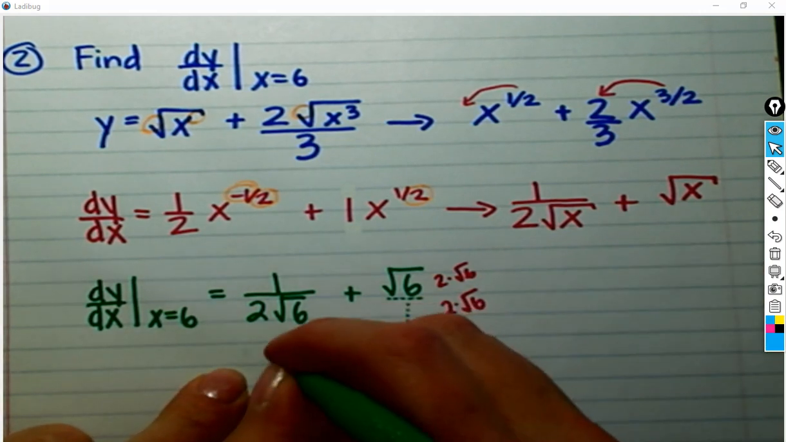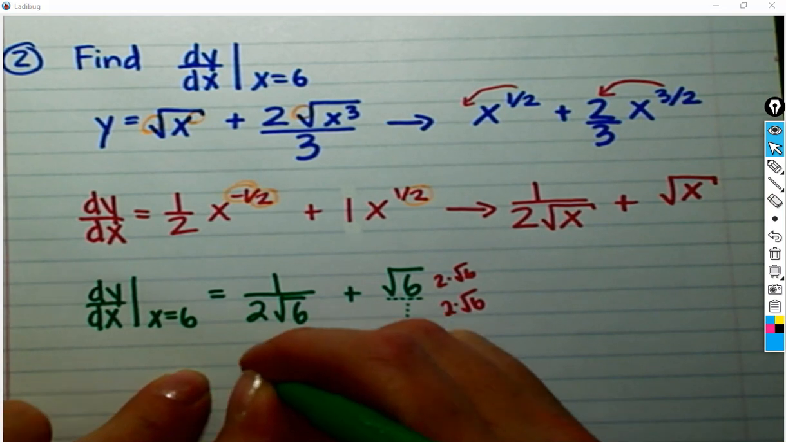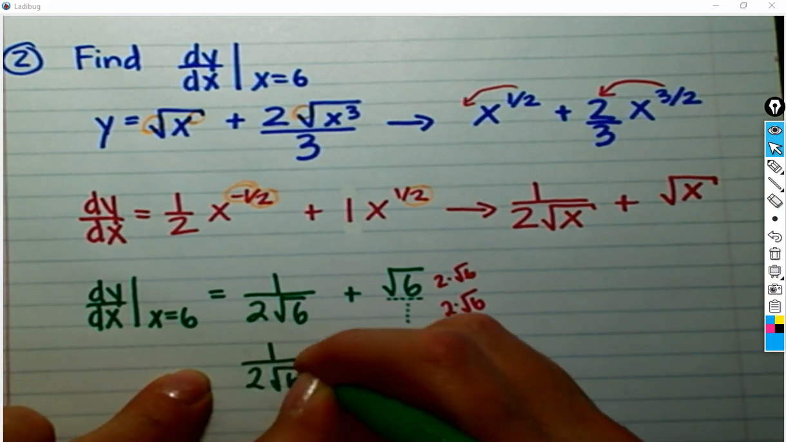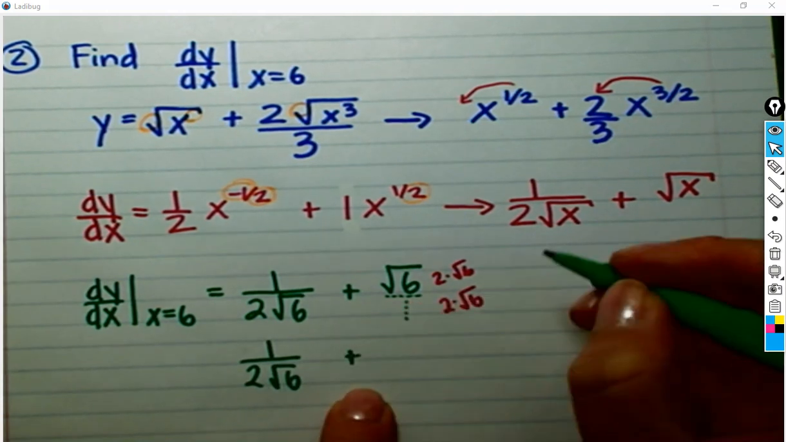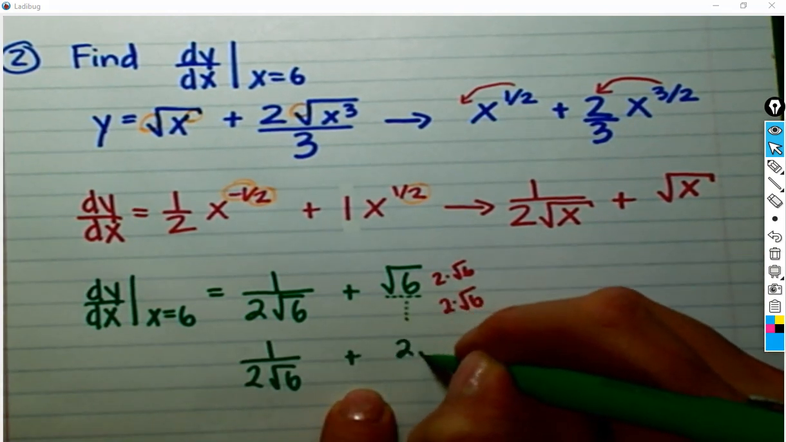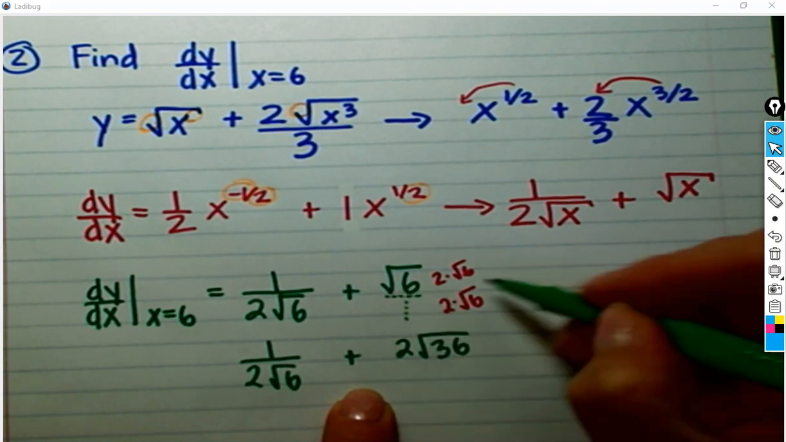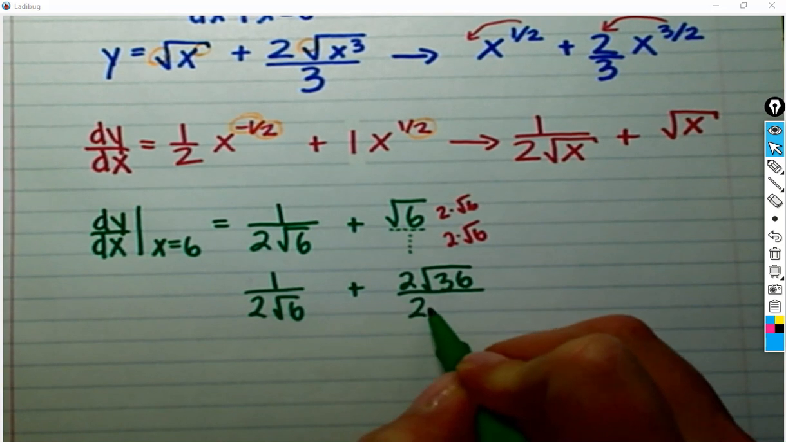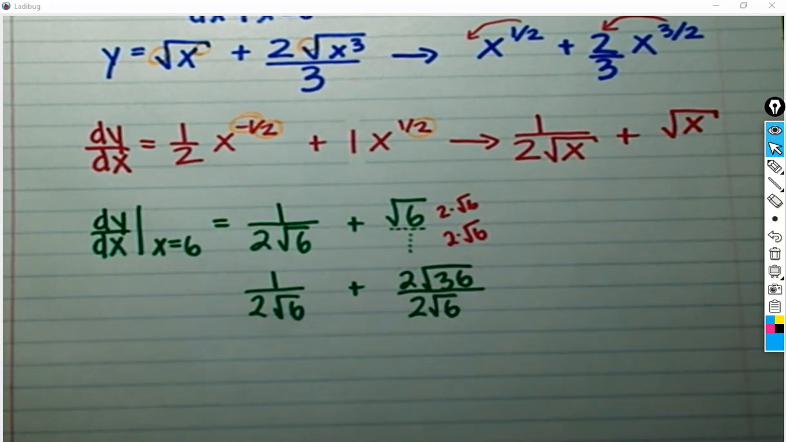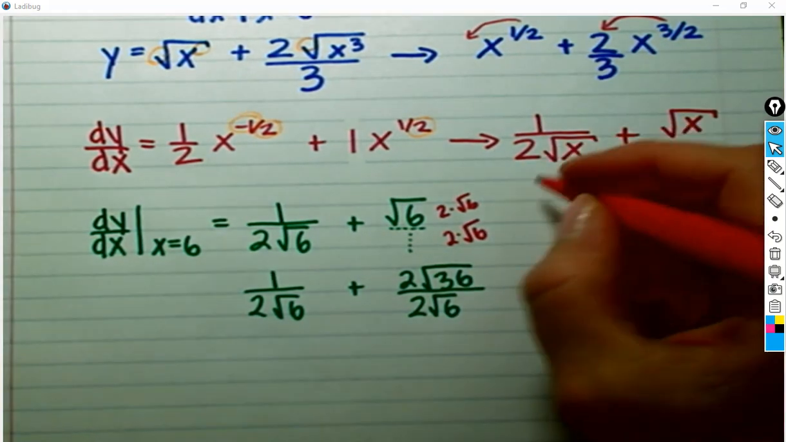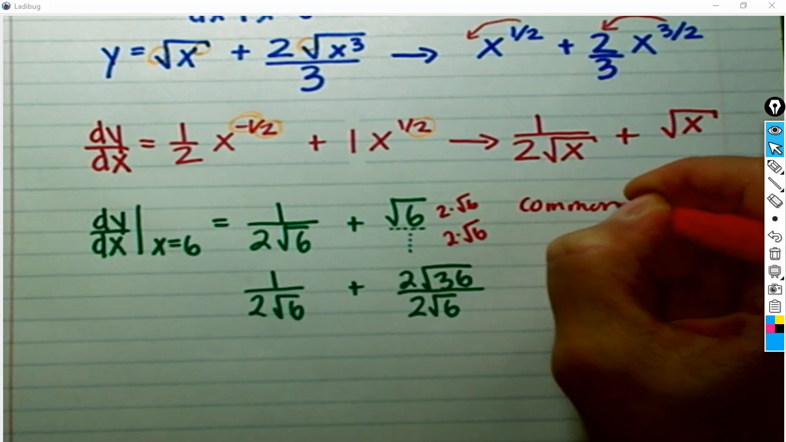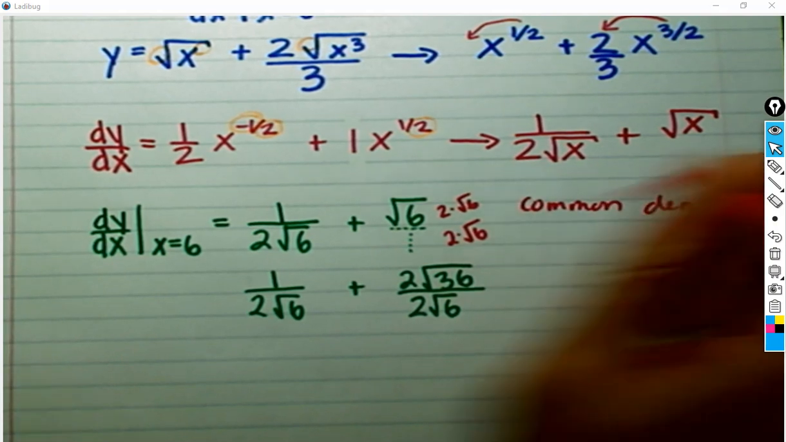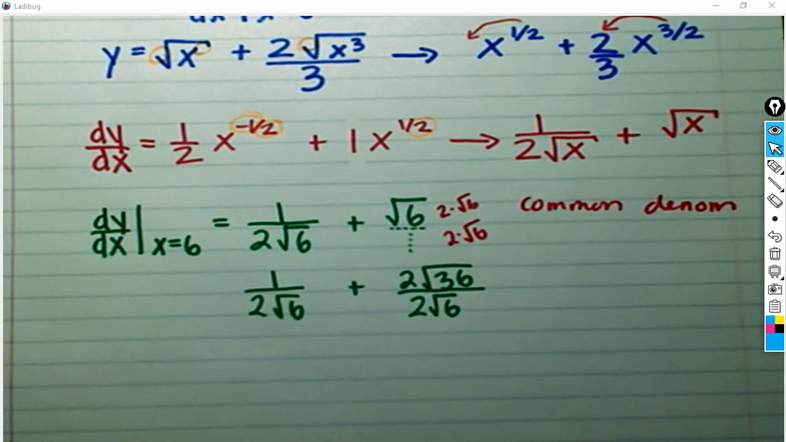Okay, so we get 1 over 2 root 6. So this first piece doesn't change. This one becomes 2 root 36, right? That's how we multiply those two things together. Over 2 root 6. Okay, because I had to do a common denominator. Okay, now I do notice that root 36 is actually 6, so I'm going to simplify that.